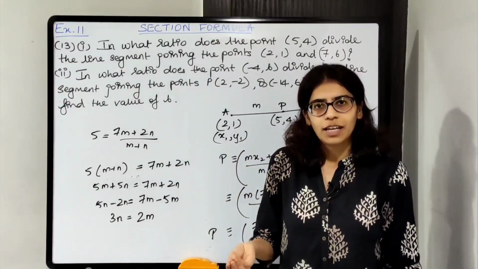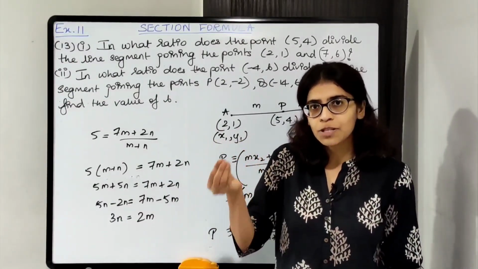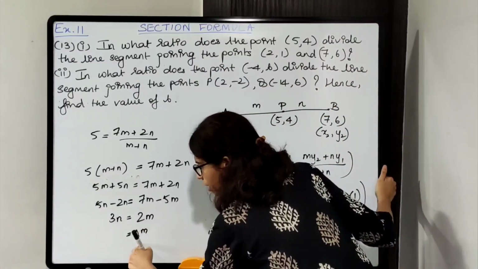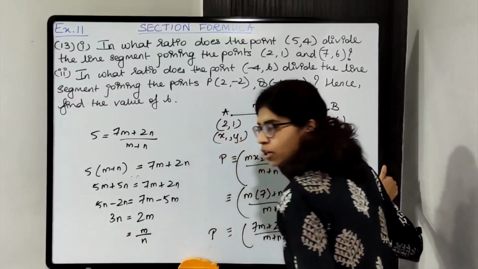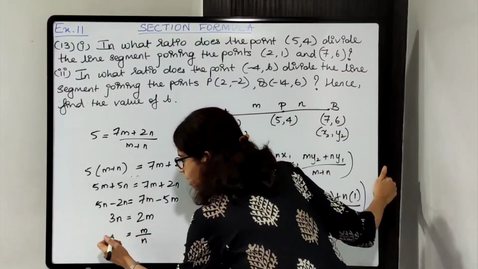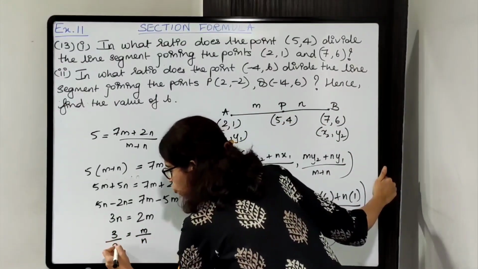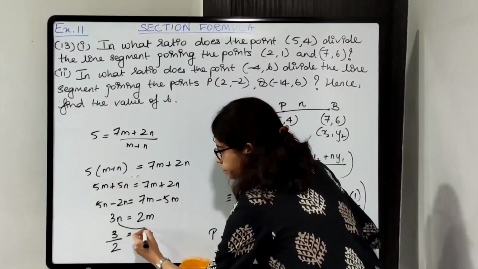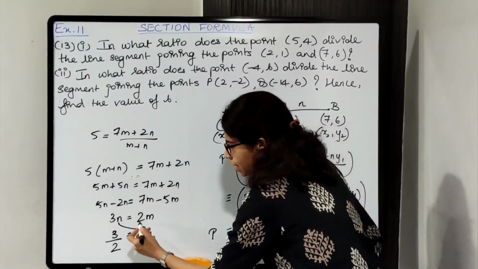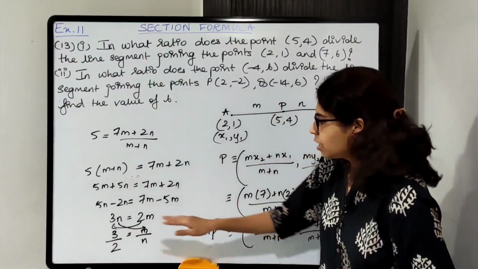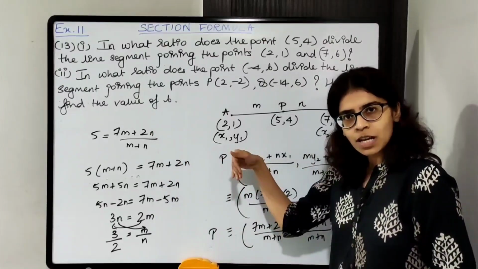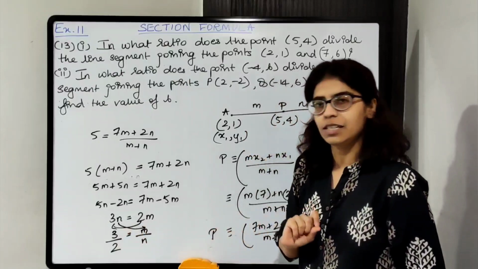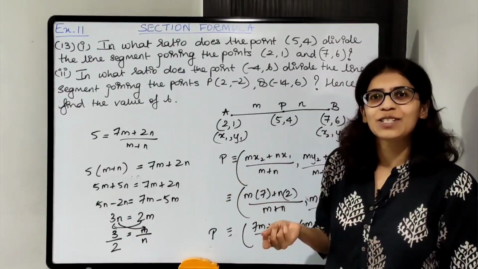We have to find out the ratio m upon n, that is, m is to n. So we keep m as it is and shift n over here, so m upon n. We keep 3 as it is and shift 2 here, so 3 upon 2. This one goes into the denominator, and 2 we are shifting over here. Basically, variable on one side and number on the other side. So m upon n we are getting as 3 upon 2. So m is to n is 3 is to 2.